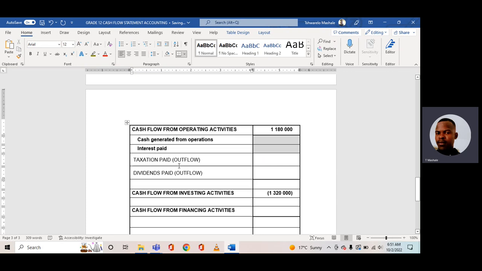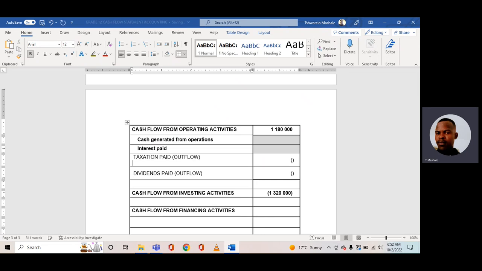Therefore, the taxation paid is an outflow of cash, and the dividends paid is also an outflow of cash. The outflows of cash we must always show with brackets to show that cash is leaving the business, like this. Now the question is, how do you calculate the taxation paid?